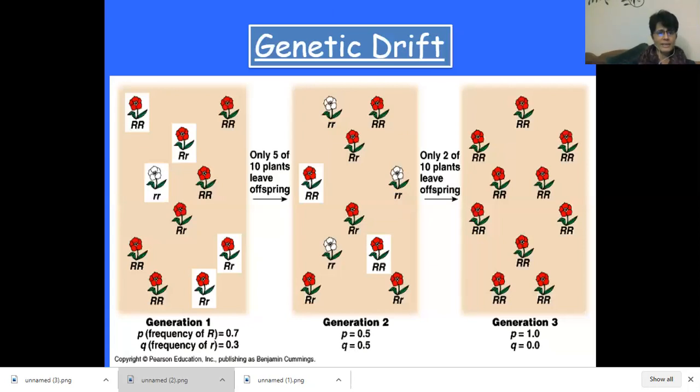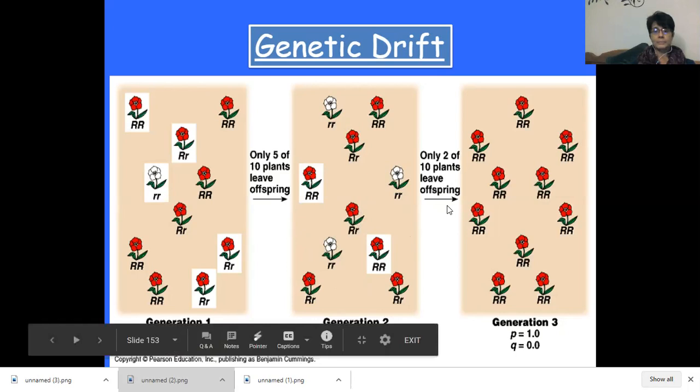All right, then here's another diagram that I have a bit of trouble trying to figure out what's going on. So let's just see here. So here we've got red flowering plants and white flowering plants. They're saying only 5 of these 10 plants leave offspring. So it was possibly the white one, the one that made white flowers, that left offspring. So that is by chance increased. The allele frequency has increased.